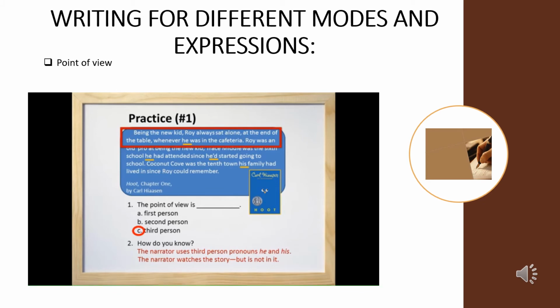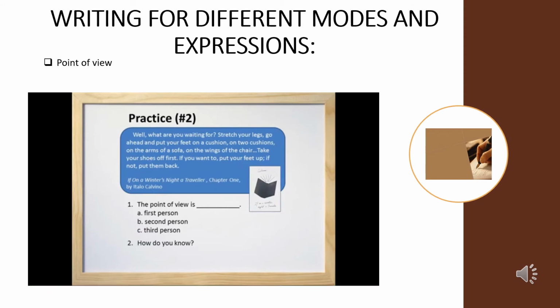The narrator says, being the new kid, Roy always sat alone at the end of the table whenever he was in the cafeteria. But we know the narrator isn't in the story because he isn't talking to Roy, he isn't in the cafeteria with Roy, he's just telling the reader about Roy. Finally, the narrator tells about other characters, but not himself. So he's observing Roy and he's telling about Roy, but he's telling us nothing about himself. When a narrator does that, the point of view is third person.